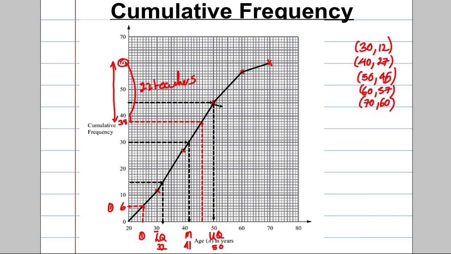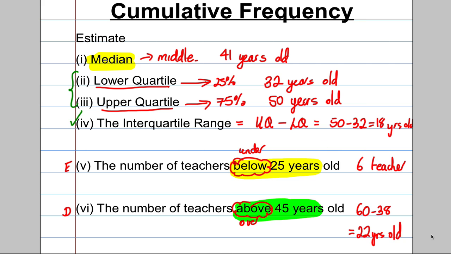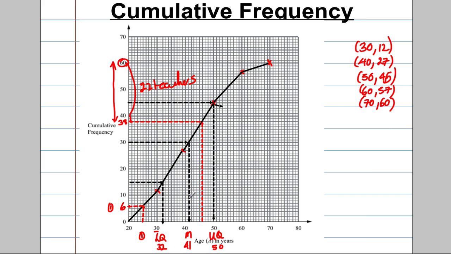Okay, so going back here, it wasn't 22 years old at all, it was 22 teachers. And they can basically ask you everything in cumulative frequency. The last thing they could do is ask you to draw the box plot from this, and I'm going to do that in the next video. Okay, so that's everything. There's all your notes. Hopefully that all made sense.